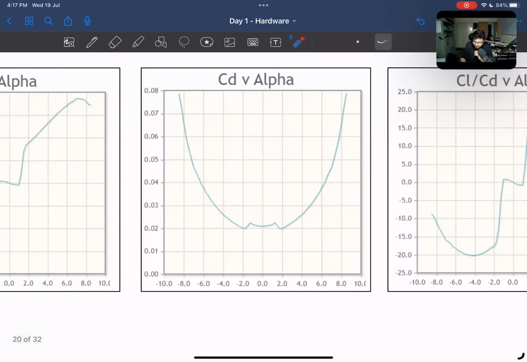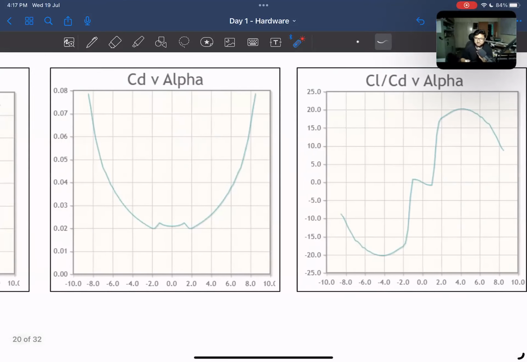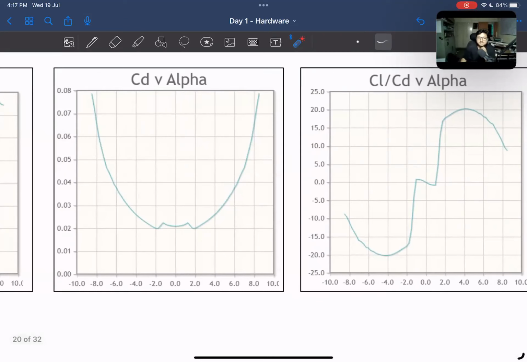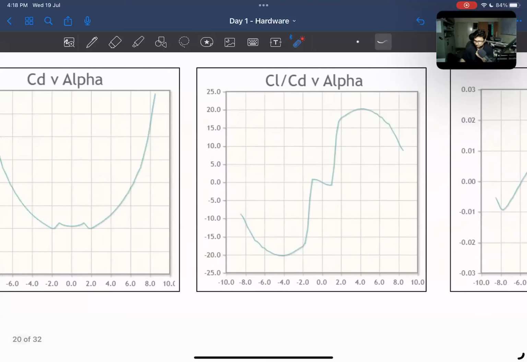Similarly, the CD curve. CD is basically the drag curve. If you are increasing your angle of attack, the drag is also going to increase because you are deviating more and more amount of flow.